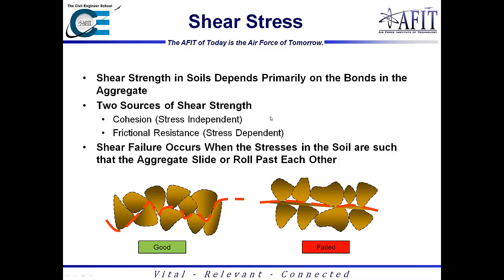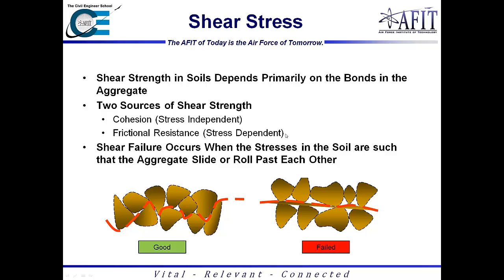So the way I would consider this is without any stress or any load placed on the soil, we'll still have shear strength from cohesion. However, without a load, you won't have any frictional resistance. So once you start adding a load, you start getting more stress on that soil, so you start getting more of this frictional resistance.